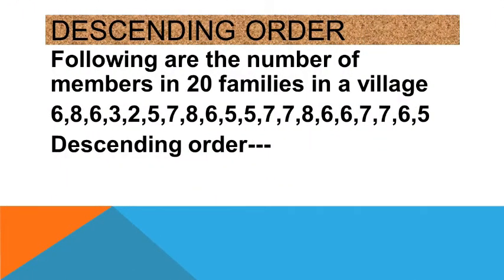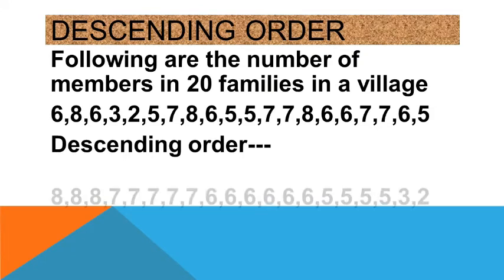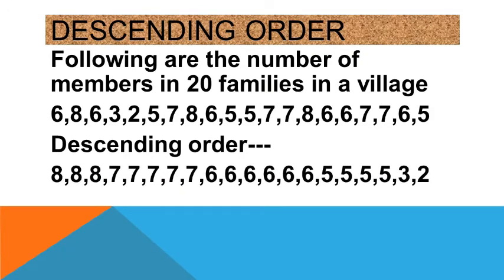Now, the same example in descending order. Again, what are we doing? The number 8 is the biggest number, so we have written it in the beginning. But it has been written 3 times in the data, so we will also write it 3 times. The next number is 7. It has been written 5 times in the data, so we are also writing it 5 times.